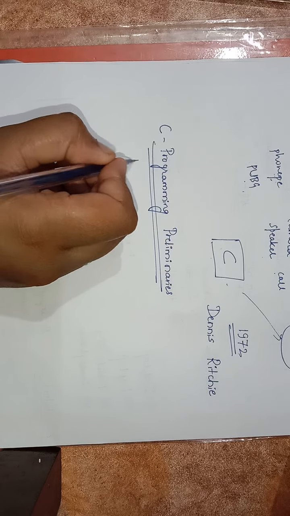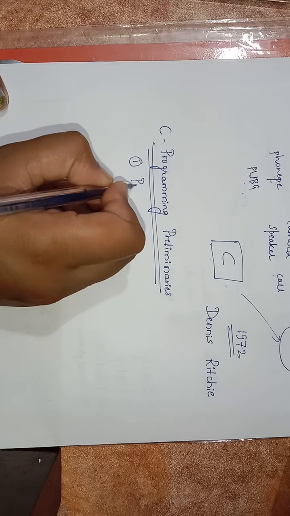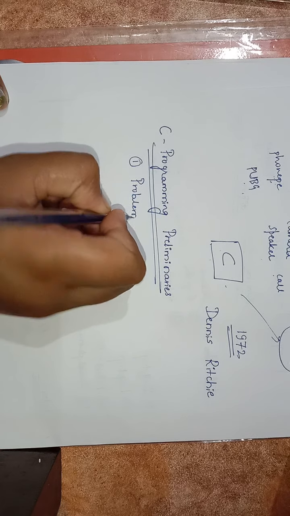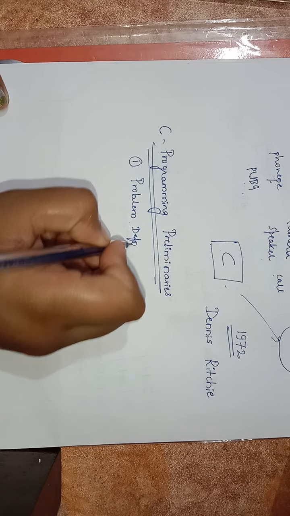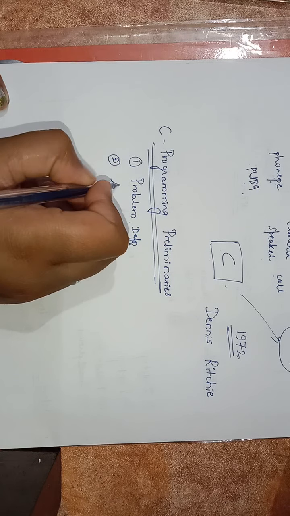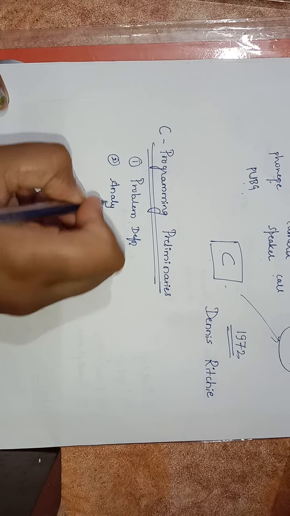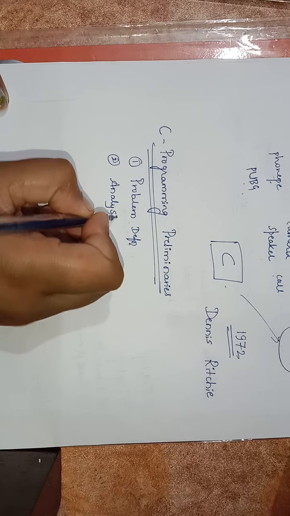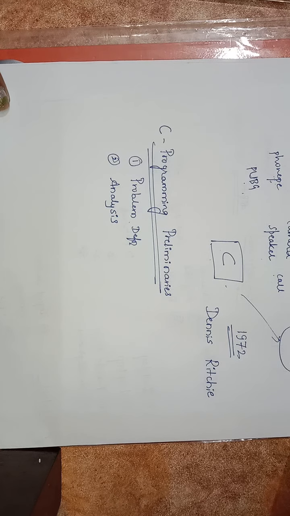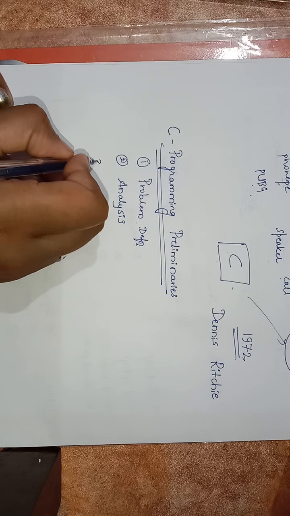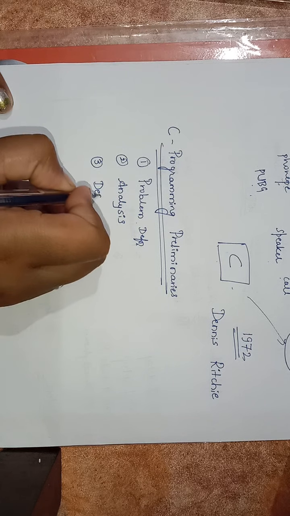The first step we have to follow is problem definition. You have to define the given problem first. Then analyze the problem: what they have given, what they have asked. Analysis of the problem is very necessary. Then start to design.